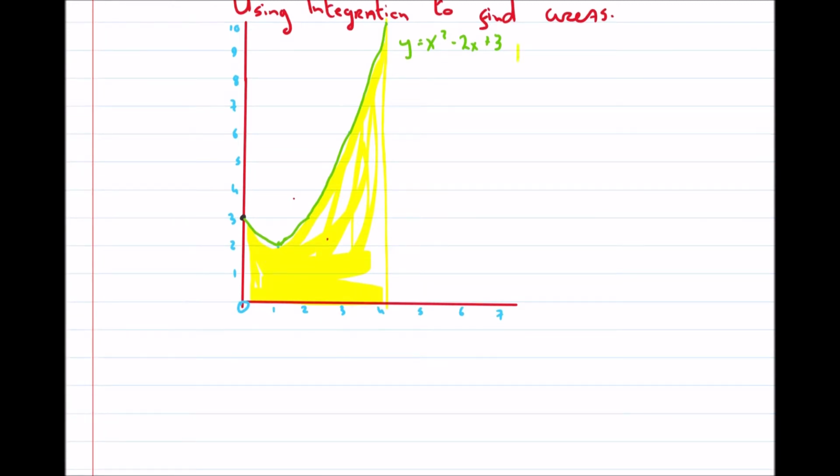I first of all take the function and write it out: the integral of x squared minus 2x plus 3 dx. Now let's look at this graph. I want to find all this area in yellow, so it starts where x is 0 and ends where x is 4, because that's where my curve ends. So I would have a 0 here and a 4 here.